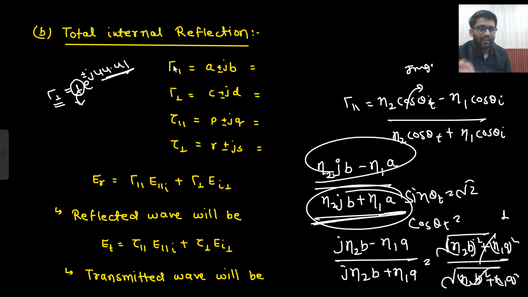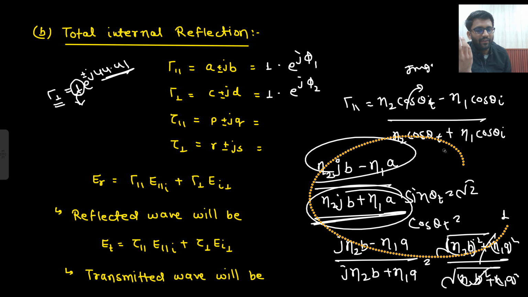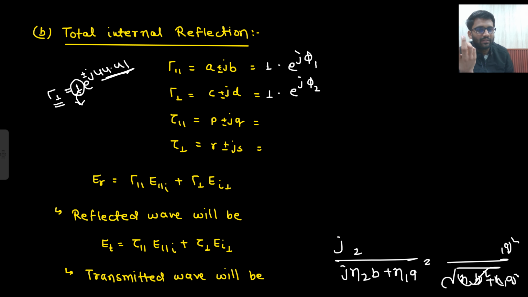So what I mean to say is that your gamma parallel and gamma perpendicular both will have a magnitude of 1, but will have some phase, and both will have different phases, right? Why is that so? Because the formulas are different. Here you are applying eta 2 cos theta t. There you will apply eta 2 cos theta i. So the formulas are different, no? So if the formulas are different, that means they will have different phases.